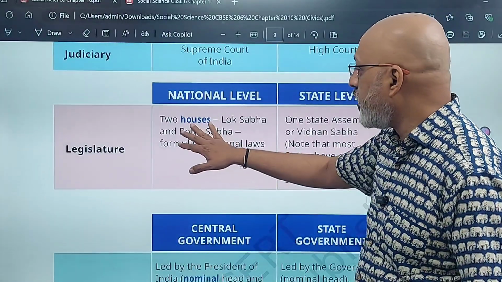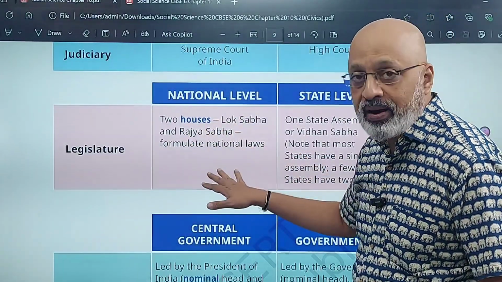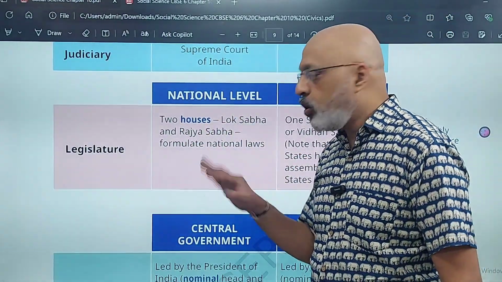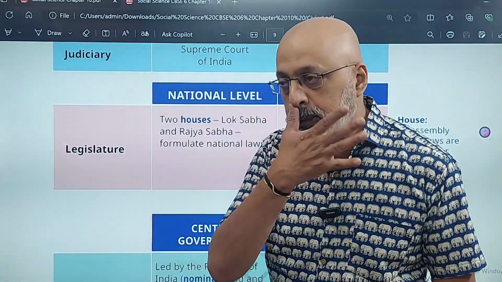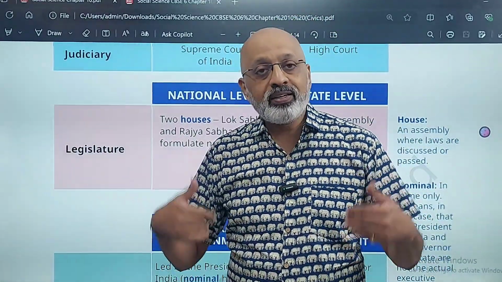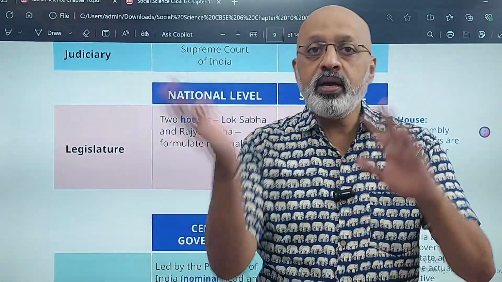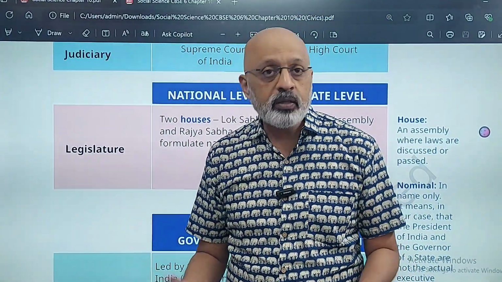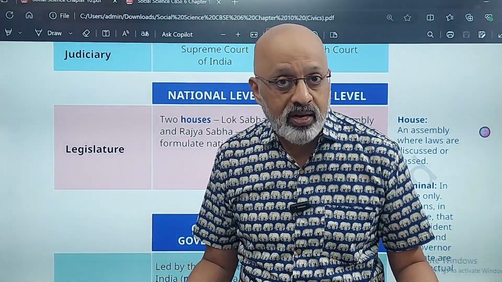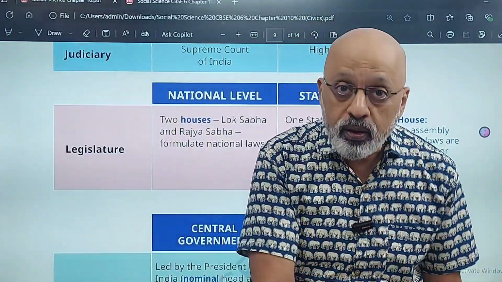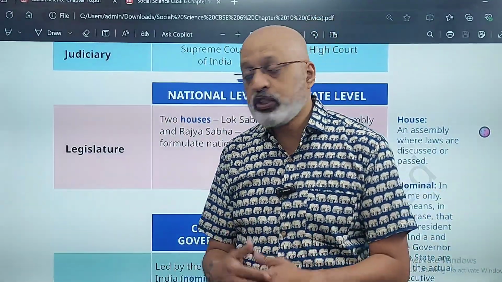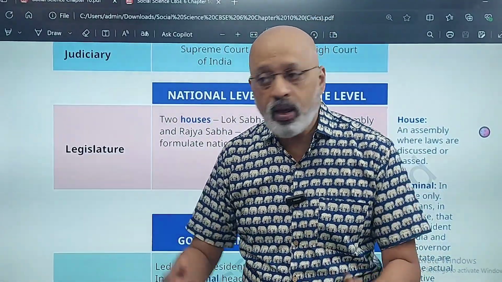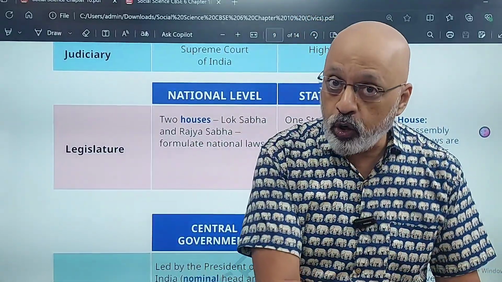So legislature में you have 2 houses, Lok Sabha and Rajya Sabha. Lok Sabha is directly elected. That is, people of Varanasi elect Narendra Modi as their MP. He is a member of the Lok Sabha. People of Hyderabad elect Asaduddin Owaisi as their MP. He is a member of the Lok Sabha, right? People of Shivaganga elect Karti Chidambaram as their MP. He becomes an MP of the Lok Sabha.